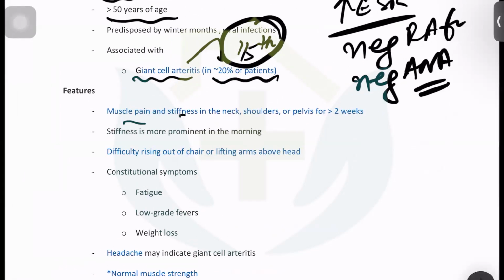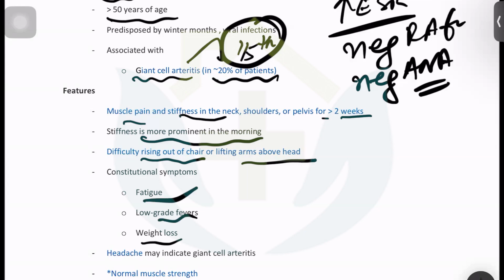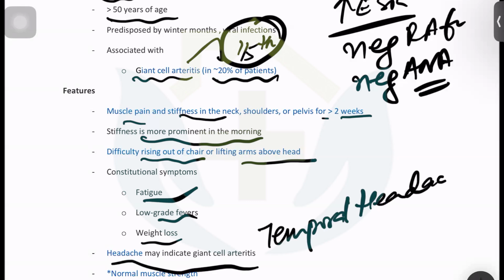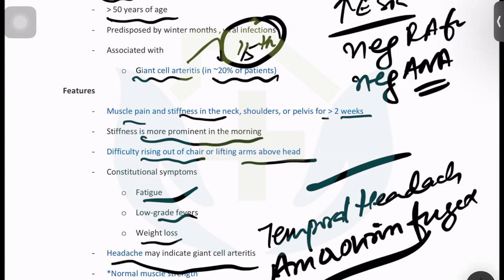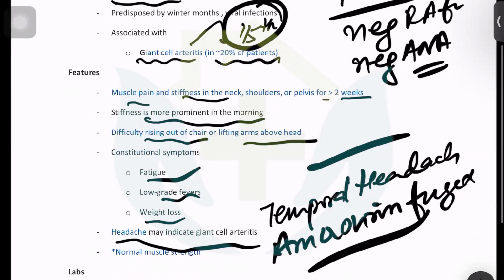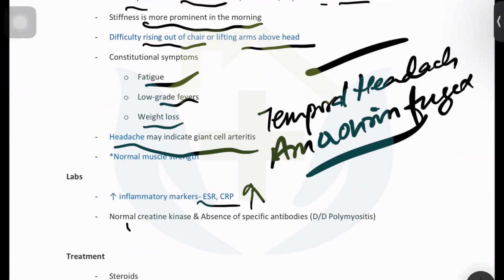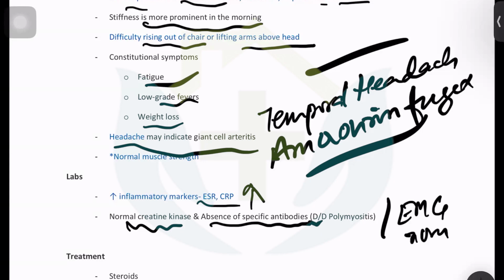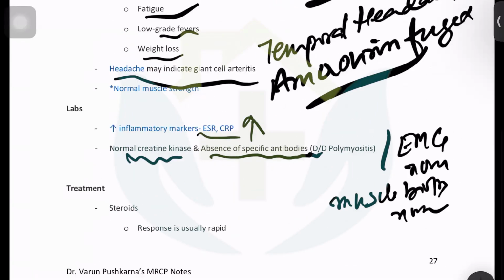Features, muscle pain, stiffness, neck, shoulder, pelvis for more than 2 weeks, stiffness more in the morning, difficulty in getting out of the chair or lifting arms above, constitutional low-grade fever, weight loss, fatigue, all of them can be there. If there is temporal headache or amaurosis fugax, this indicates involvement of the ophthalmic artery. ESR, CRP elevated, CPK normal, absence of antibodies, EMG also normal, muscle biopsy normal. So this is PMR. Treatment, steroids.